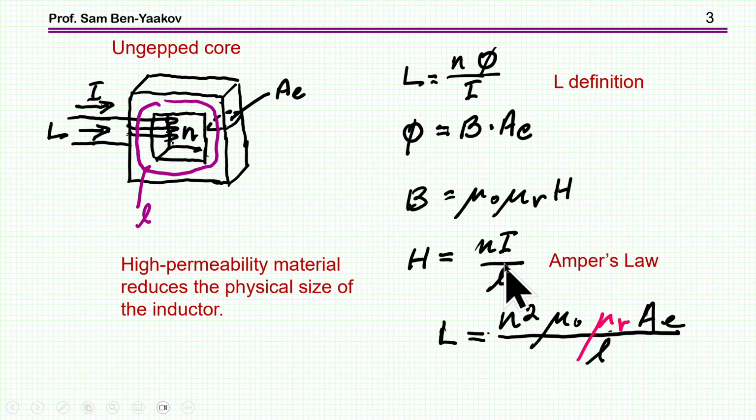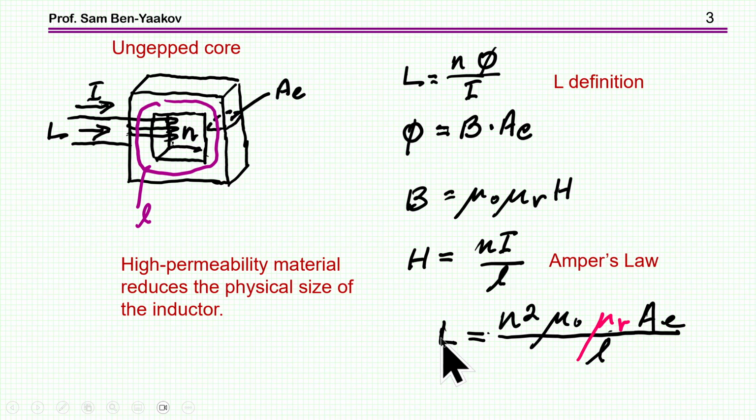And then I'm relying on Ampere's law. Ampere's law says that the magnetic field within this structure will be N I over l. N is, again, the number of turns, I the current, and l is the magnetic path length. Okay, so this is a very basic relationship. And then plugging this into the definition of the inductance, I'm getting the equation of the inductance as a function of the number of turns, permeability, cross-section area, and magnetic path length.